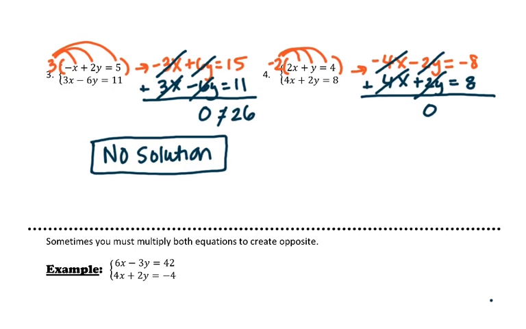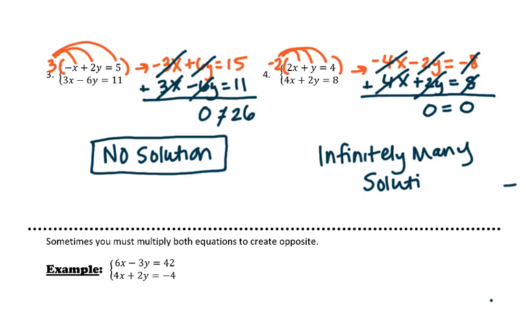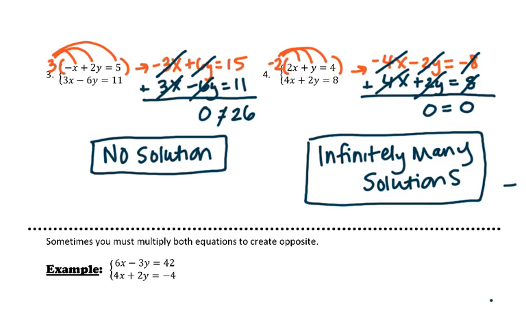So I'm left with 0 on the left, but you'll notice this time my numbers are actually opposites on the right as well. And so they also cancel out and leave me with 0. So that, as you remember, is a true statement, and it means we have infinitely many solutions. So those are how the special cases will pop up with your elimination method. They are out there, and you should be prepared to deal with them.